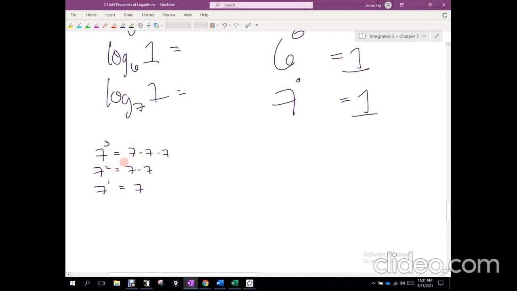So there's a couple different ways. If I say 7 to the third, that's 7 times 7 times 7, right? 7 squared is 7 times 7, and 7 to the first is just 7, right? So now the question is, what do we let 7 to the 0 equal?